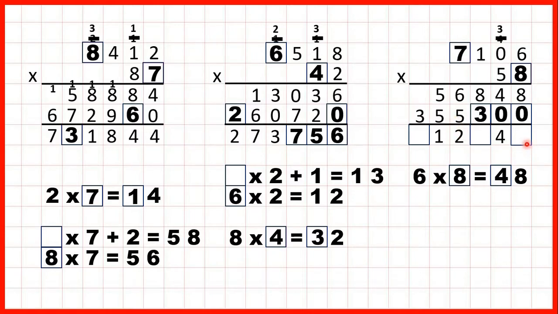So if we add up our answer lines, 8 plus 0 is 8, 4 plus 0 is 4, 8 plus 3 is 11, so 1, 1. 1 plus 6 plus 5 is 12, so 1, 2. 1 plus 5 plus 5 is 11, so 1, 1, and 1 plus 3 is 4.